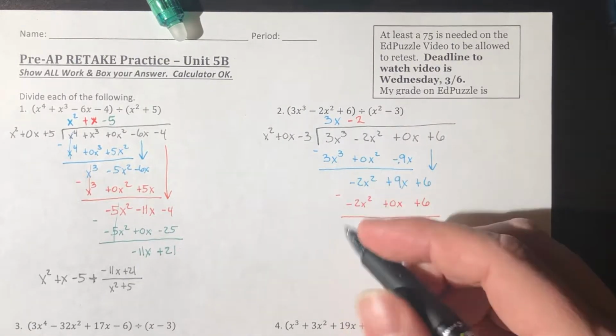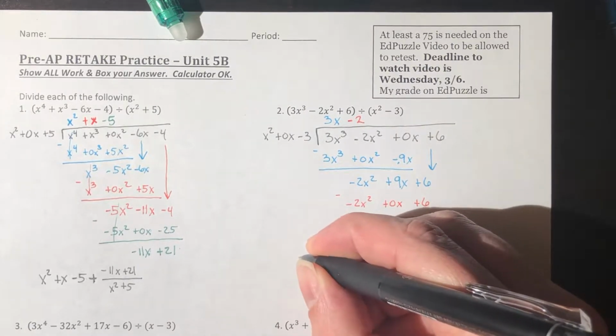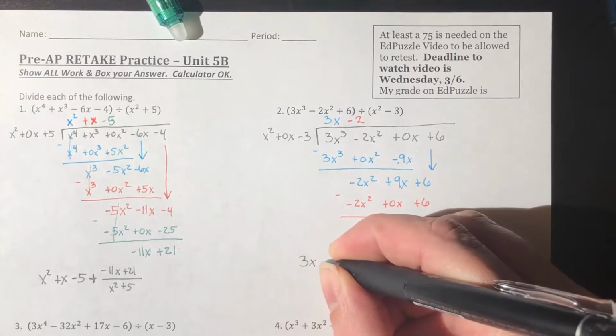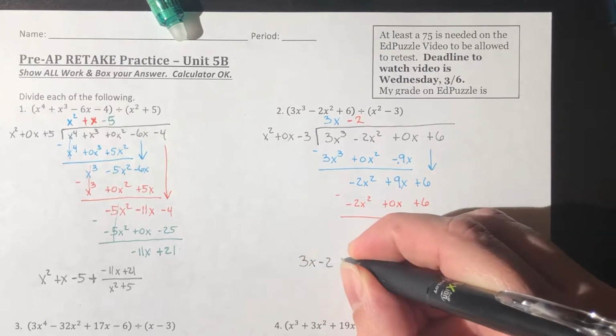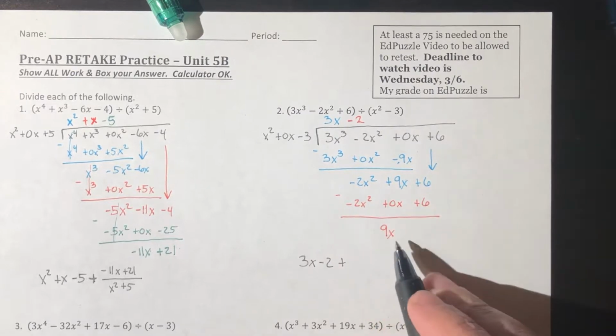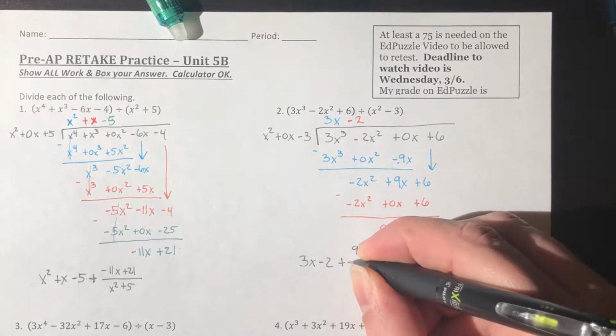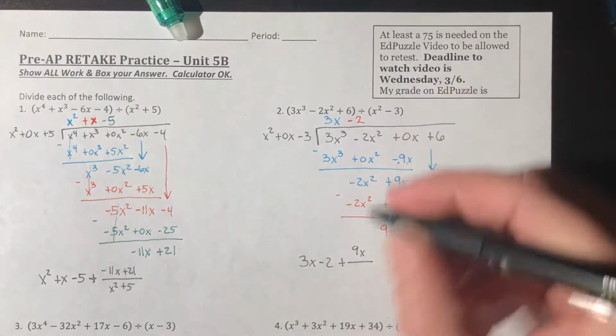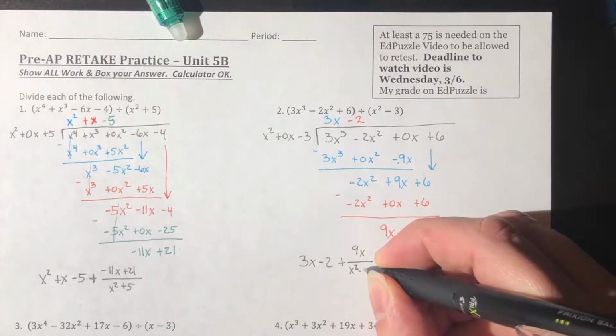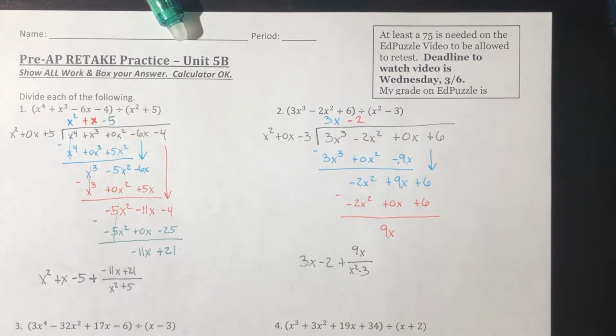So my quotient for this problem is going to be 3x minus 2 plus my remainder goes on top of the fraction with what I was dividing by in my denominator.